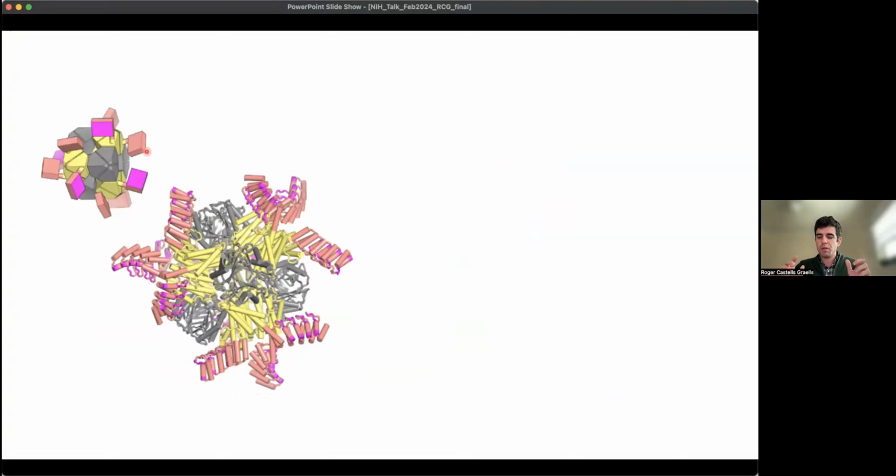Each DARPin was, let's say, on their own. So they were connected to the protein cage with a helical fusion, but the resolution that was achievable was limited by the fact that there was flexibility in between the DARPin and the protein cage.